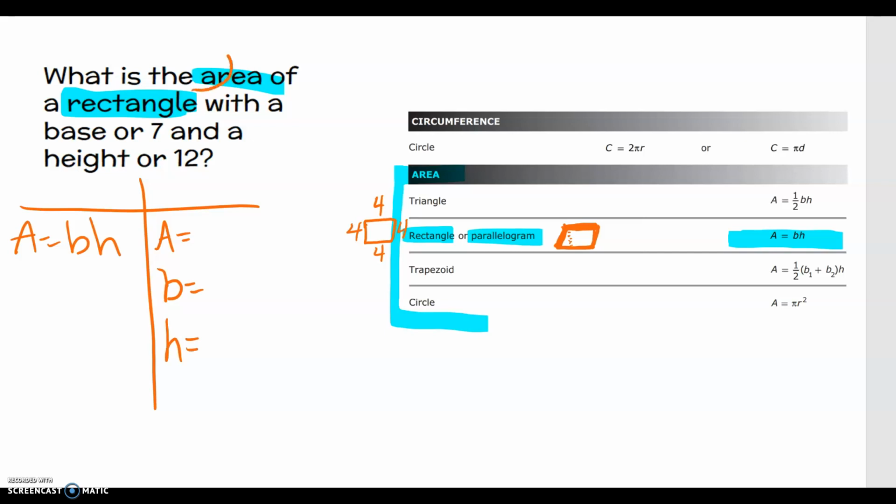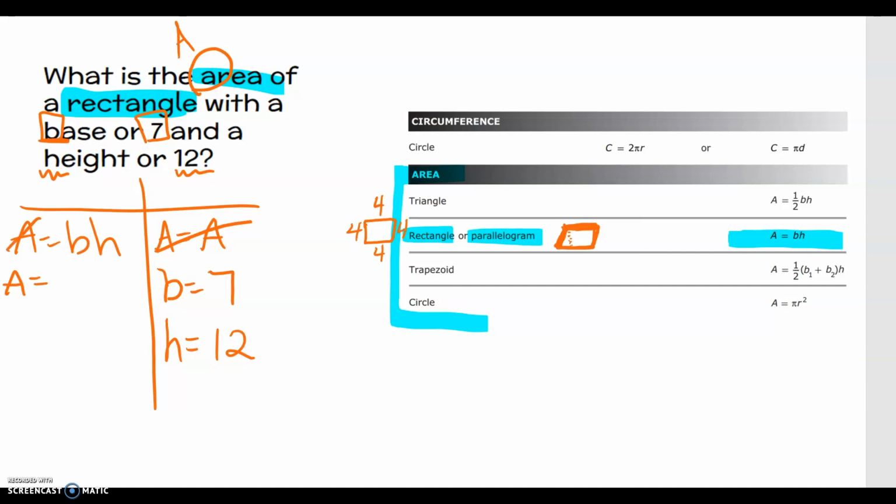Well, since area is still what we're solving for, it stays A. It's unknown currently. Base, if we look at our words, we have a base of 7. So base equals 7, and then a height of 12. So height is 12. And now we just go ahead and plug it in. So A is still the same, so A is A. And once we use it, we lose it. Okay, that helps us keep track of everything that we're doing. And I'll go ahead and lose it here also.